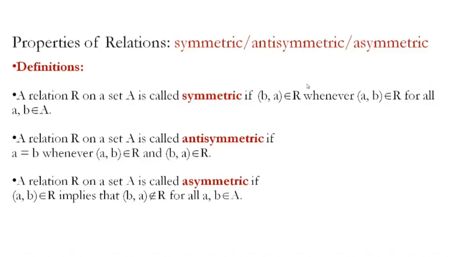Now what you do is make a simple table with 1, 2, 3 on the top columns and 1, 2, 3 on the rows, just to make the pairs: (1,1), (1,2), (1,3), (2,1), (2,2), (2,3), (3,1), (3,2), (3,3).